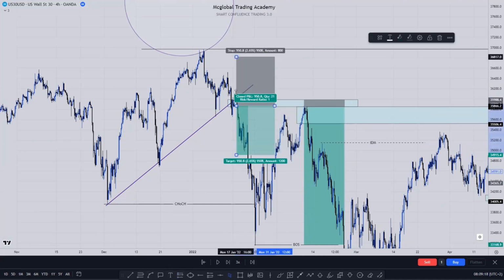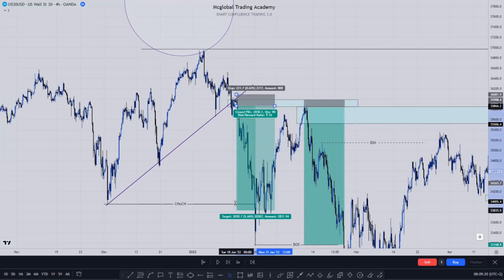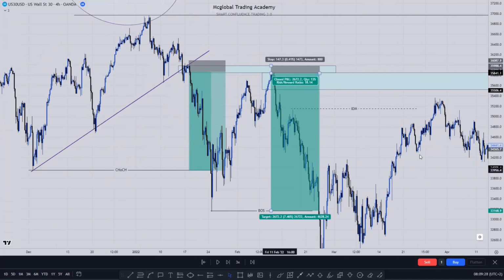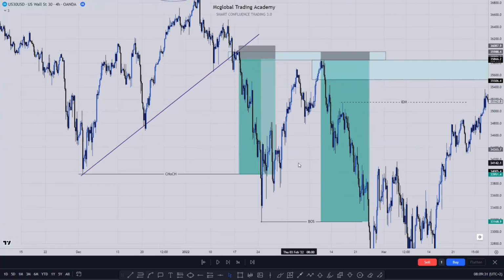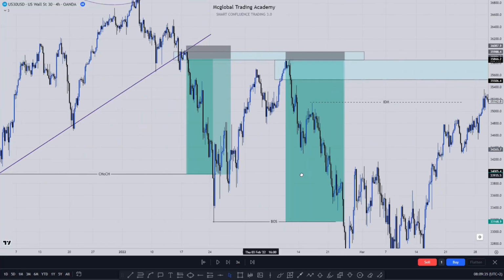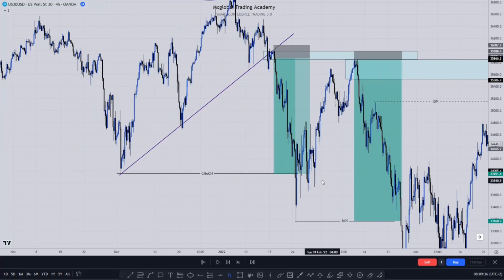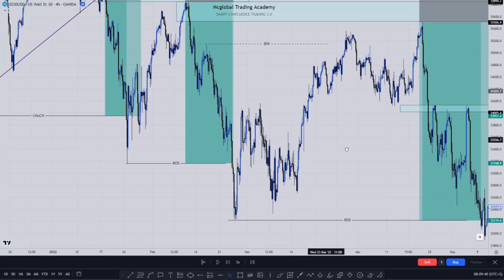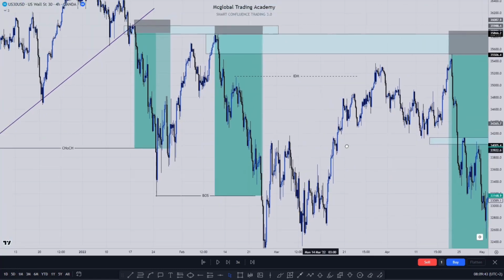Only those that understand market structure at an institutional level are the ones who are immune to the manipulations that retail traders face. People with an understanding of institutional trading and institutional market structure are immune to the manipulations that retail traders experience.